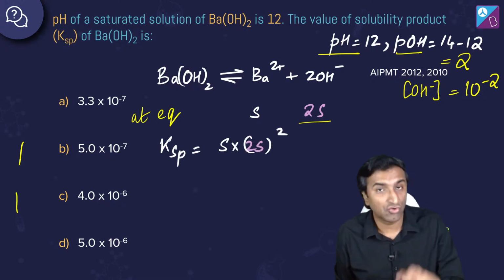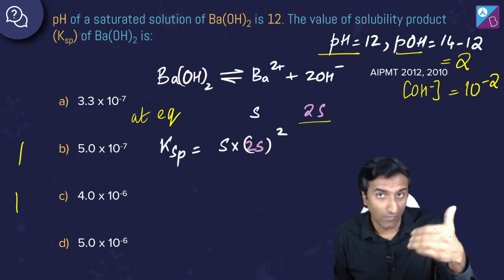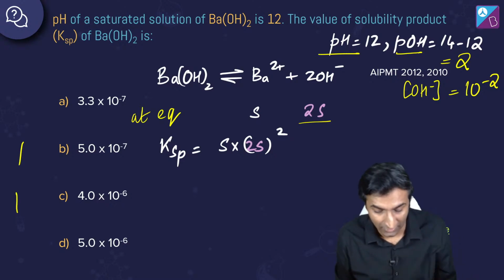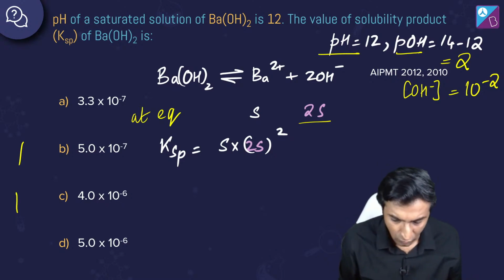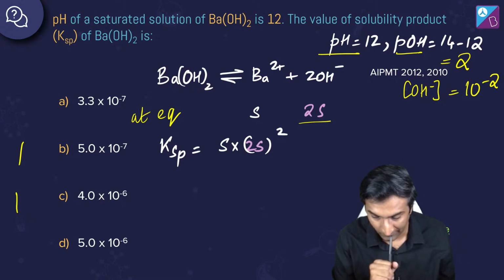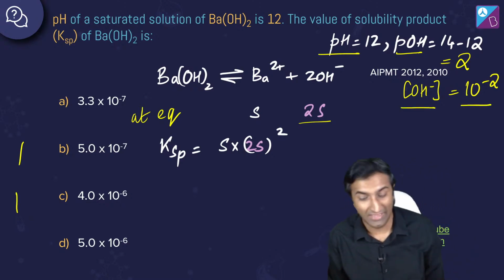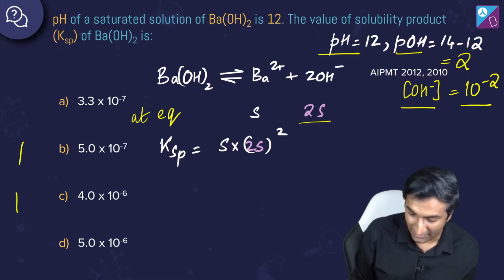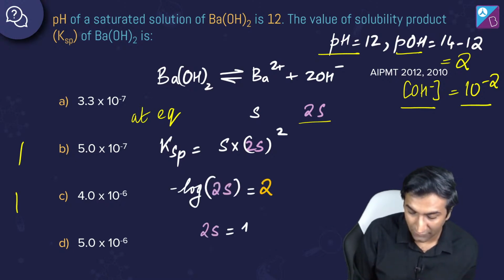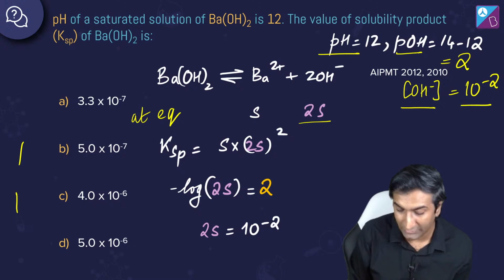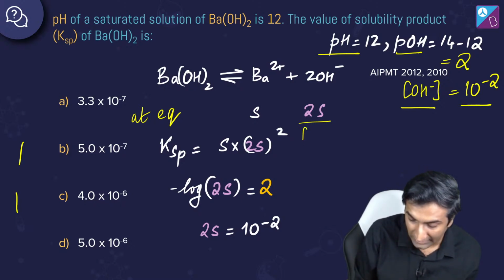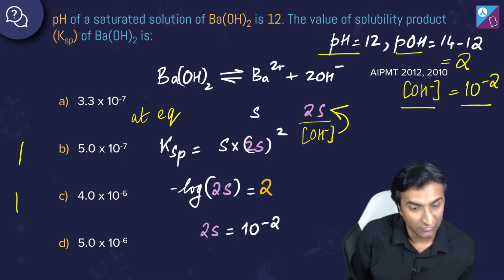Now, Ksp expression is going to be S into (2S) whole square, right? Just from this equilibrium वाला concept. But what do I need to know? मुझे Ksp ही निकालना है. देखो अब आया ऊंट पहाड़ के नीचे. Now I need to use this idea. ठीक है, वही minus log of 2S is equal to 2. So 2S equal to 10 power minus 2. क्यों? यही तो है OH minus ion concentration. This is OH minus ion concentration.